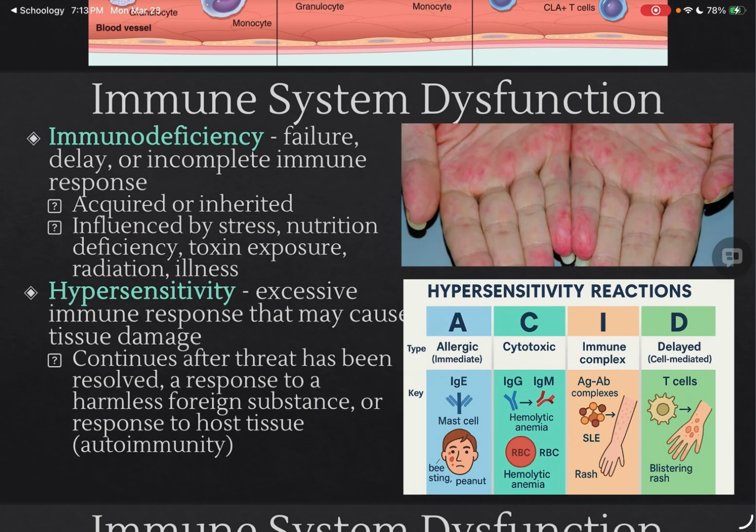Immunodeficiencies. An immunodeficiency is the failure or delay or incomplete immune response. It can be acquired or inherited. It can also be influenced by stress, nutrition, deficiency, toxin exposure, radiation, or illness.